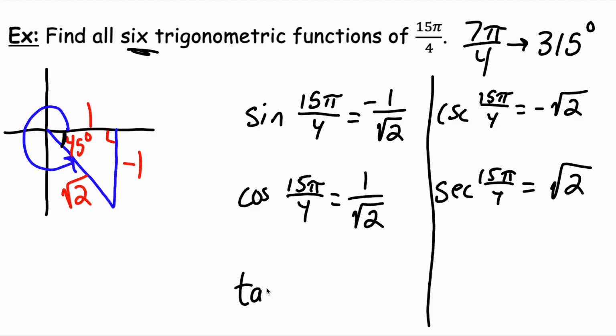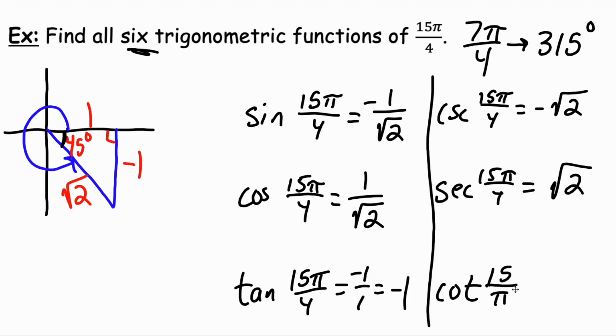And the last two, tangent of 15 pi over 4 is opposite over adjacent, so negative 1 over 1, which is just negative 1. And then cotangent is just the reciprocal of that. The reciprocal of negative 1 is just negative 1. So that's negative 1. All right, so turn your paper back over.